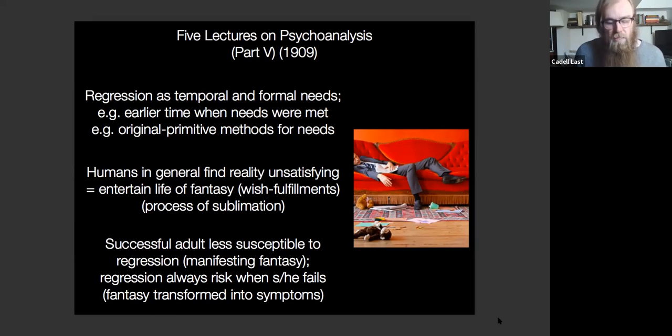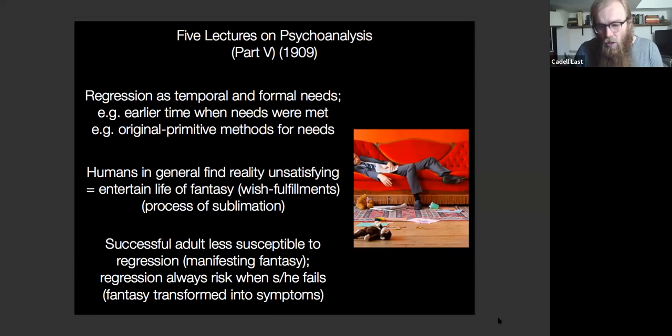So humans in general, Freud suggests, and now this is the crucial distinction, I've tried to emphasize it in many previous workshops, is that for Freud there is no healthy subject; in some sense we are all psychotics to some degree. The reason being that humans in general find reality to be unsatisfying, and entertain fantasies to supplement the unsatisfying reality, namely wish fulfillments. The difference between a neurotic and a healthy person is basically the degree to which they were able to successfully actualize their fantasy, to successfully manifest their fantasy.